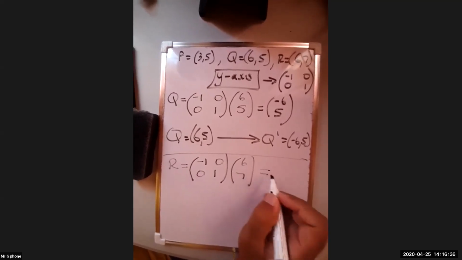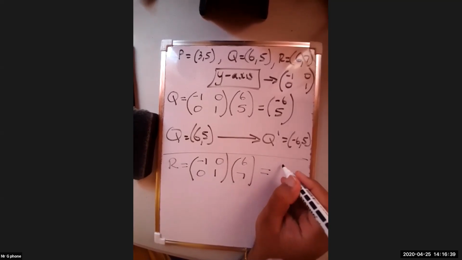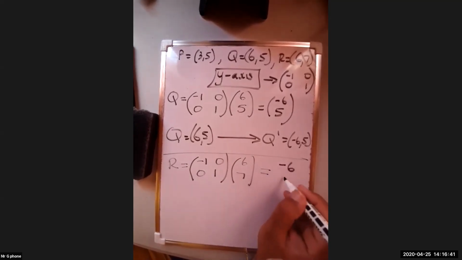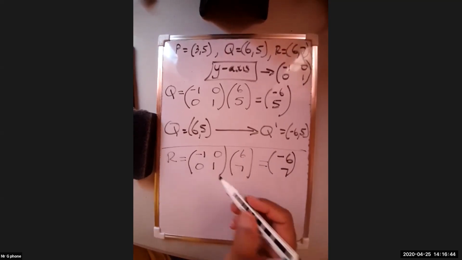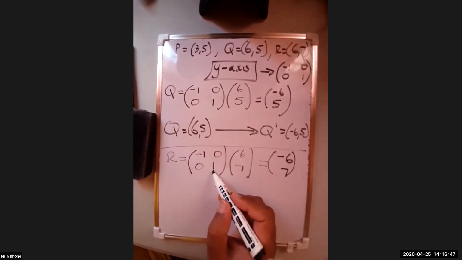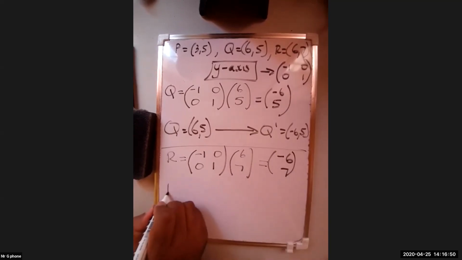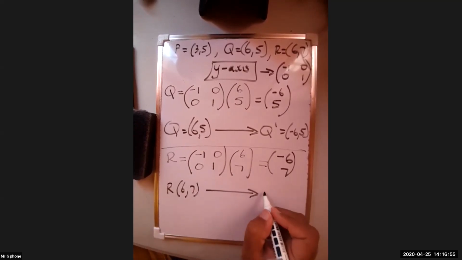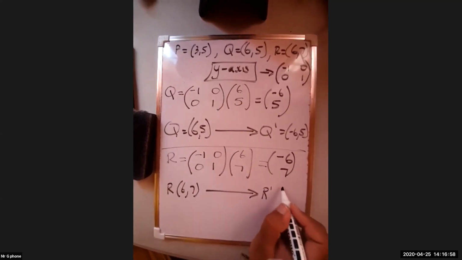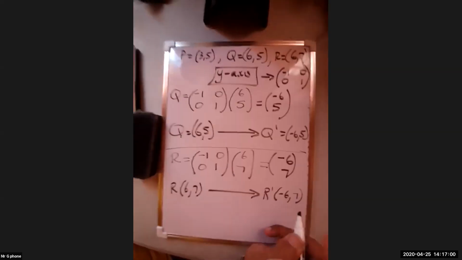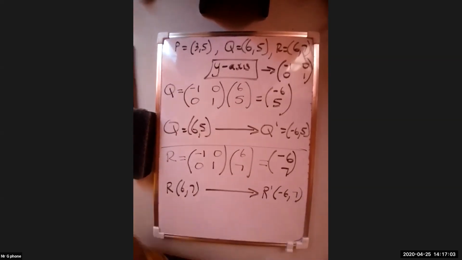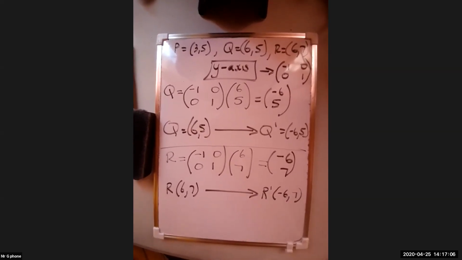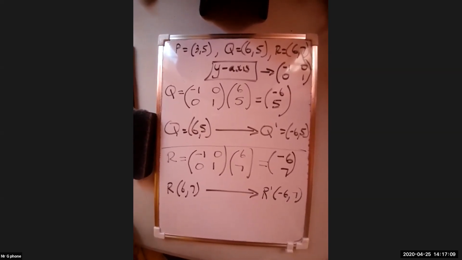So can you all guess what the answer will be? Negative 6, positive 7. Yeah? Negative 1 by 6 is negative 6. Positive 1 by 7 is positive 7. So R, which is 6, 7, underwent some transformation, and we got R1, which is negative 6 and 7. Any questions there? People? No, sir. Okay. So let's do the next question then.